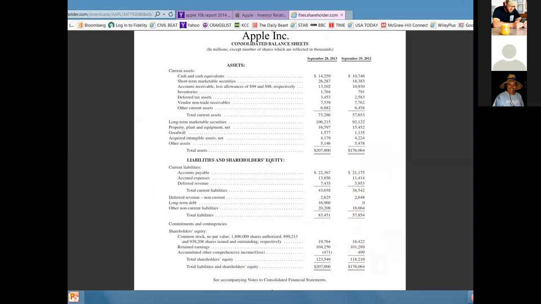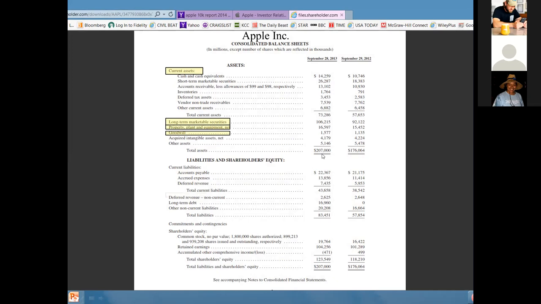Now, if you look at Apple's balance sheet from 2013, as I show here, you can see that it shows current assets under assets, and it lists all your current assets, which include cash, short-term marketable securities, accounts receivable, inventories, etc. They have total current assets of 73, and it says in millions, right? So this is $73 million of current assets. Then long-term marketable securities of 106 million, and then property, plant, and equipment, and so forth and so on. And you get total assets of $207 million.